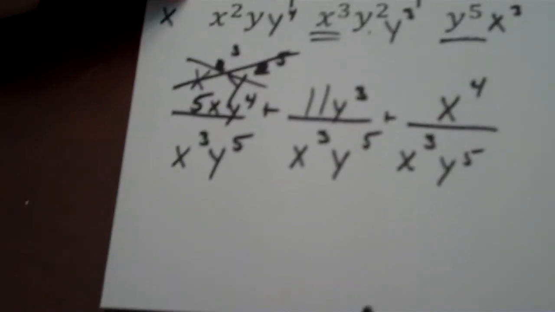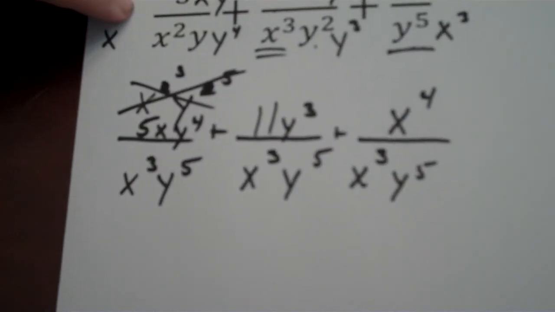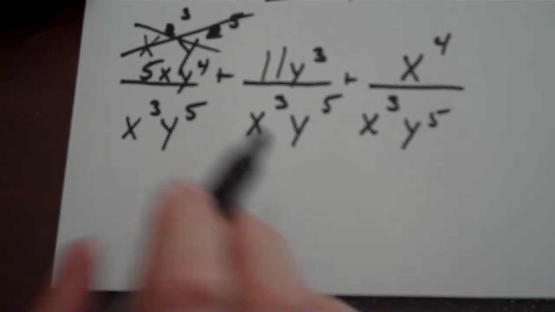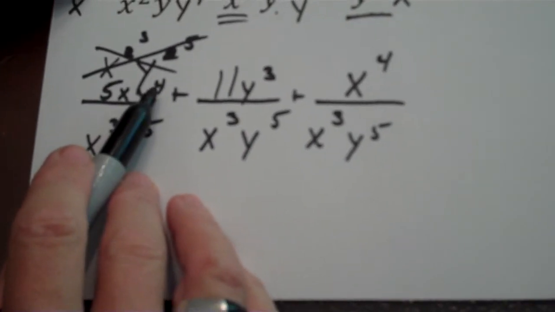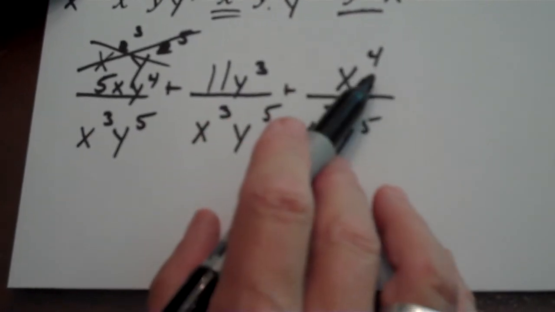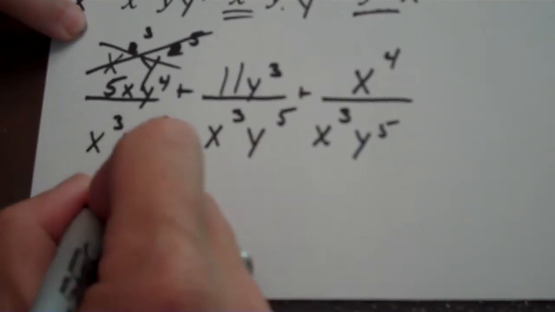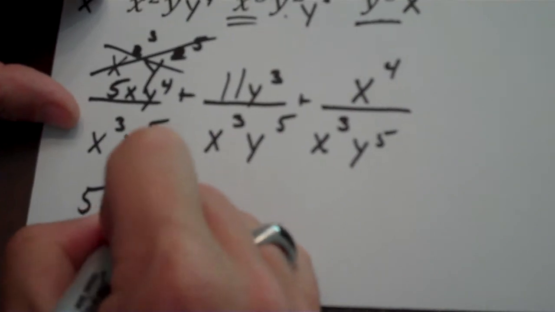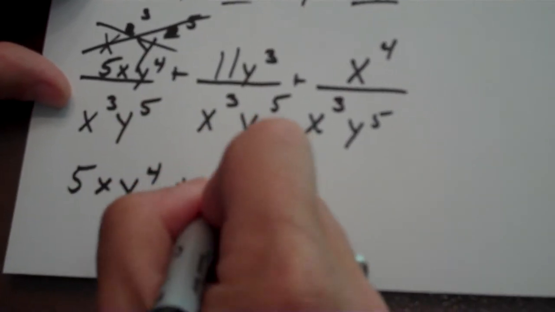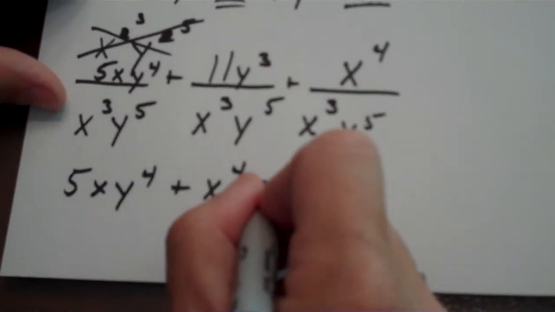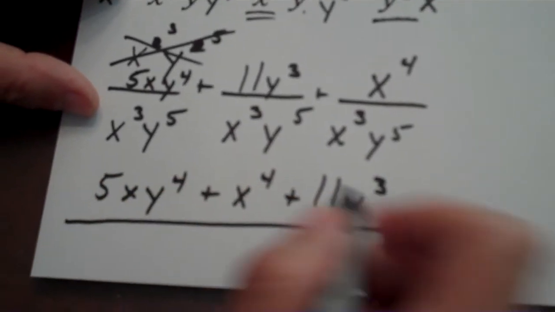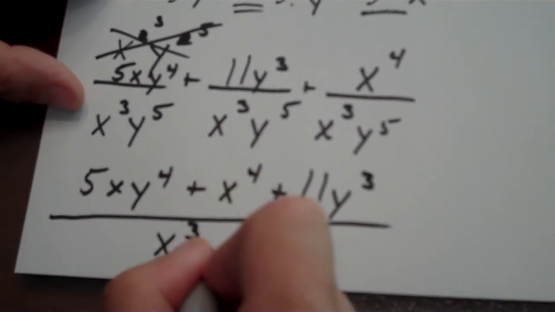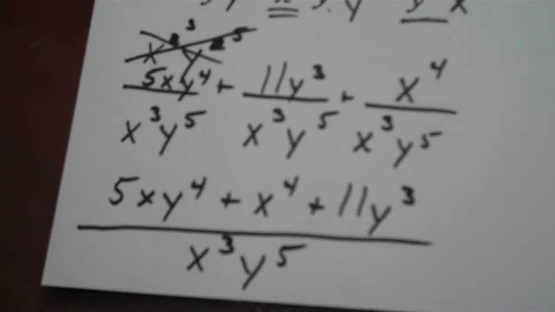Well, I'd like to get these in descending order. Which one of these terms comes first? Well, there's 5 variables on this one, 1 and 4 for a total of 5. There's only 3 here and only 4 here. So 5 comes first, then 4, then the 3. And there's my final answer.